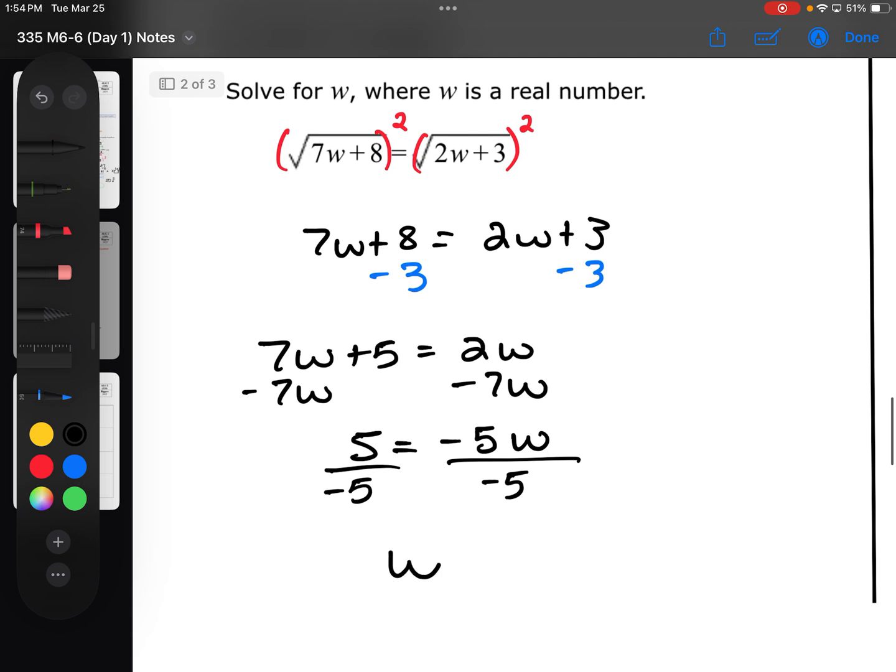And what's that answer going to be? Negative 1. You can plug it in to make sure it works. Okay, so I'm going to go ahead and do that really quick on my calculator here. Just going to plug it into both and make sure that it works. And it does. I got 1 = 1. So that means it works.